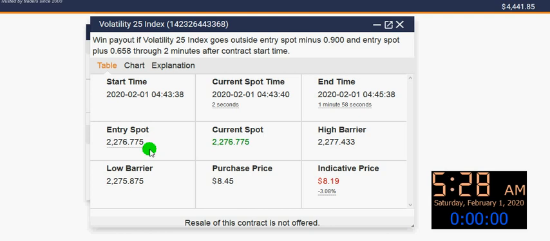So these are entry spots, 276.755. So we're in 79. If it goes below 275875, we'll make profit. If it's higher than 277433, we'll also make profit.